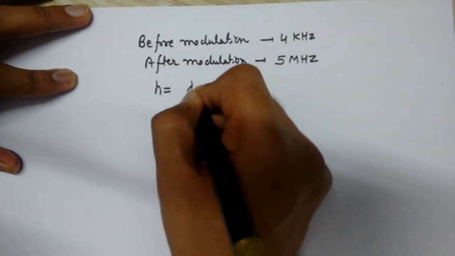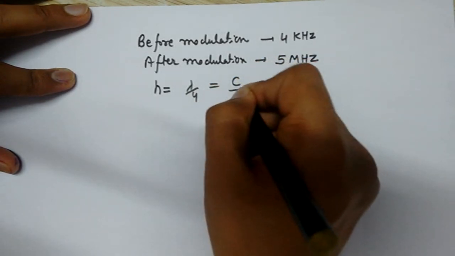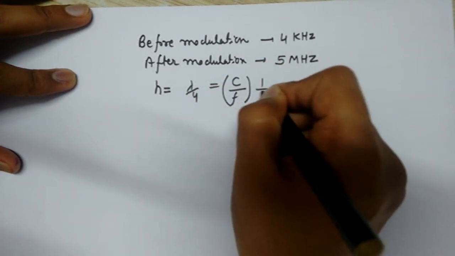Height is equal to lambda by 4, which is again c by f, times 1 by 4.